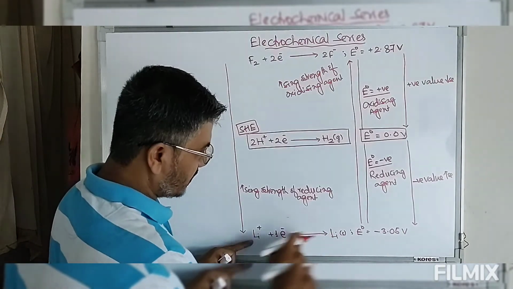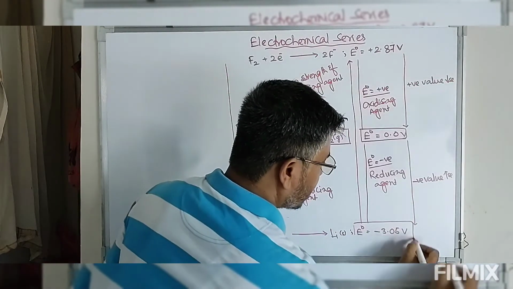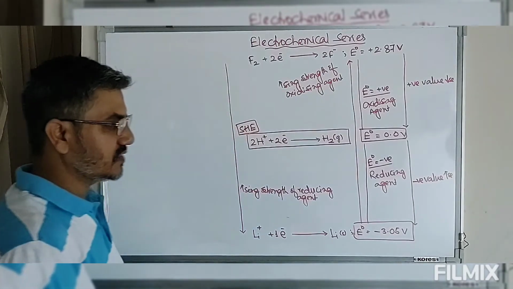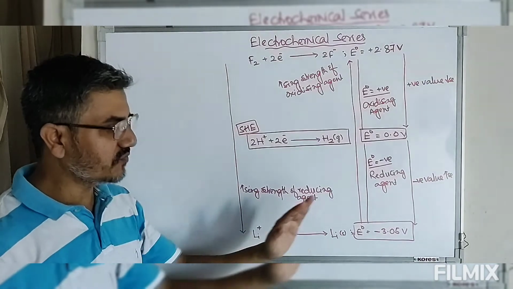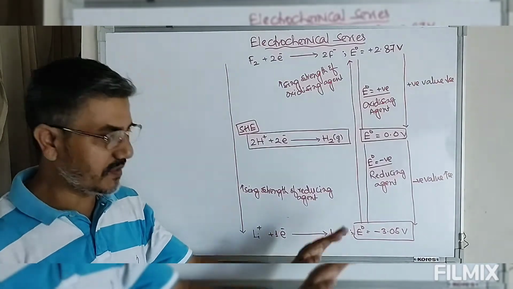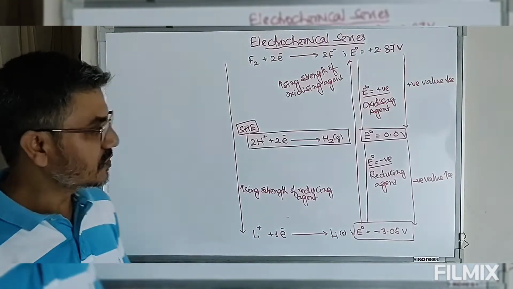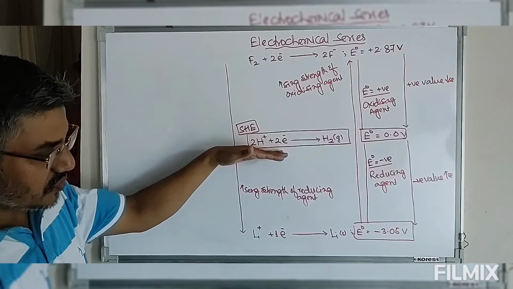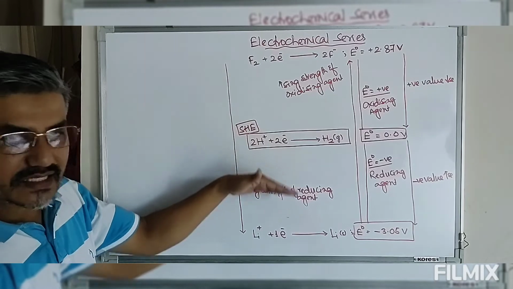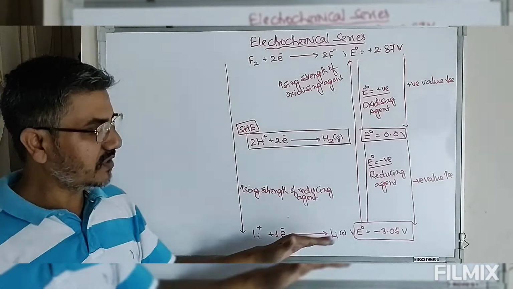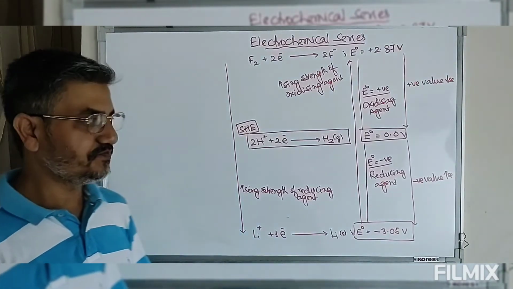Lithium ion on reduction gives you lithium, whose reduction potential is minus 3.05. So this is the electrode with the largest value of negative reduction potential. That means lithium is the strongest reducing agent. Down the group from the hydrogen electrode, the negative value of reduction potential increases, so the strength of the reducing agent increases. The larger the negative value of reduction potential, the stronger the reducing agent.